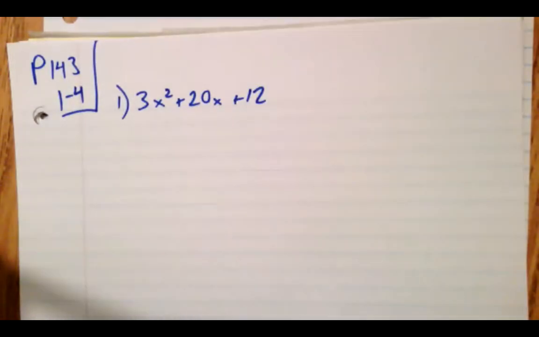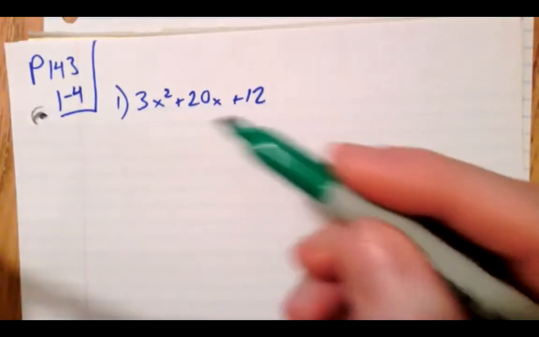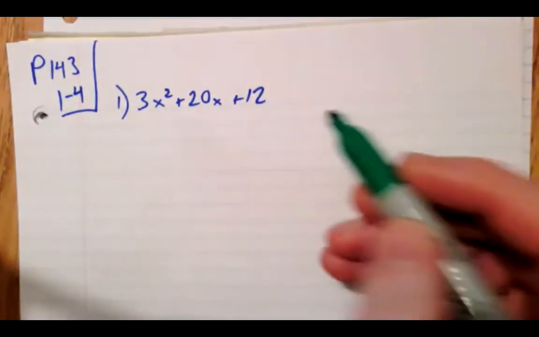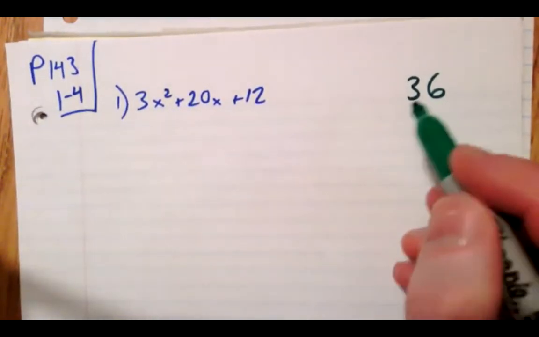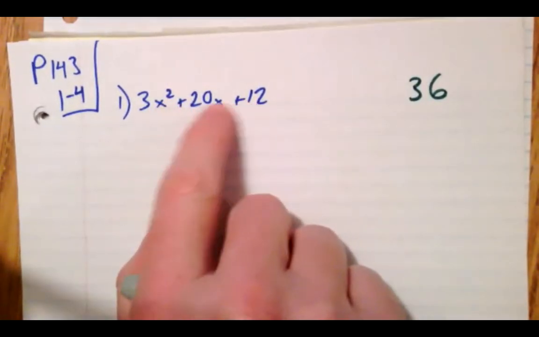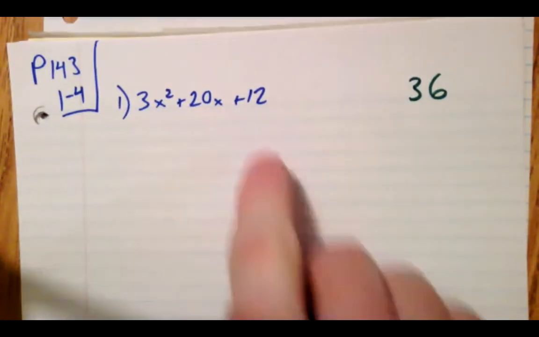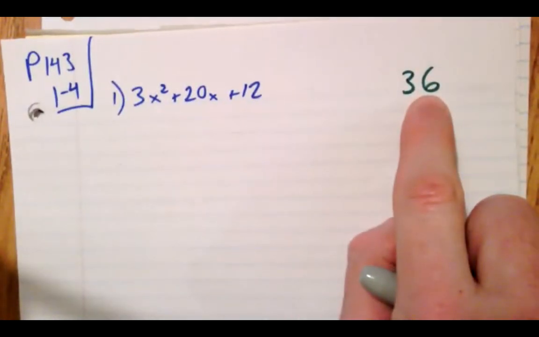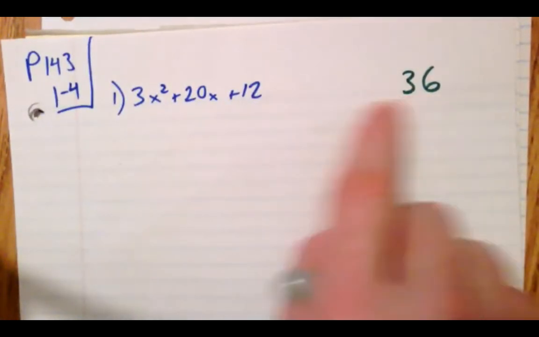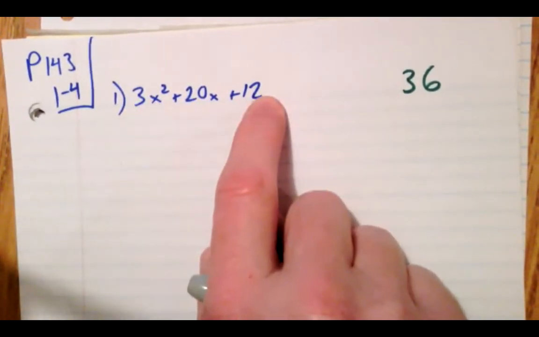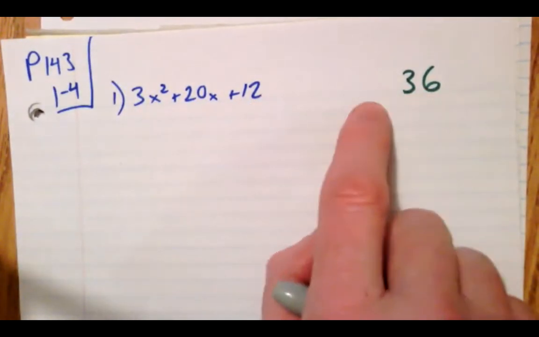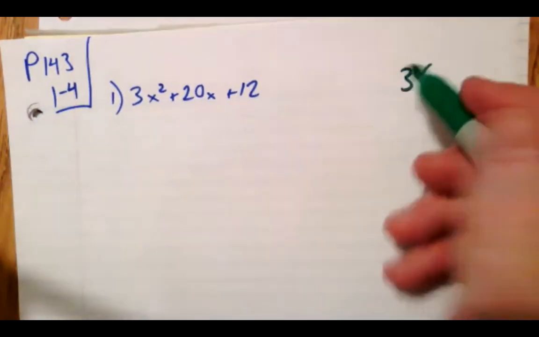Now remember the first step, maybe I'll do the process in a different color. Green. The first step, 3 times 12 is 36. Now we need to find two numbers, both signs are positive, that when you multiply them, they equal 36, and when you add them together, they equal 20. 3 times 12 is how we got 36 in the first place. 3 plus 12 is not 20.